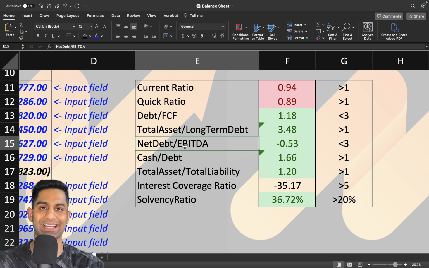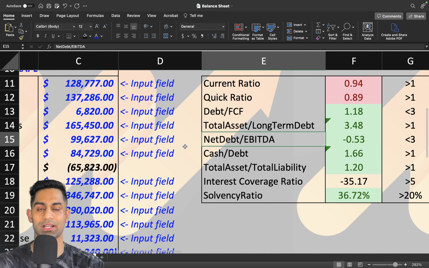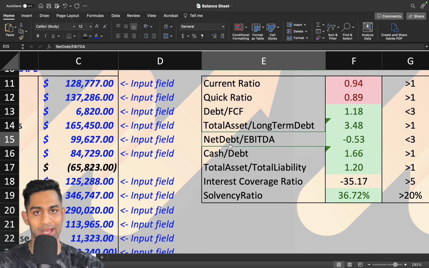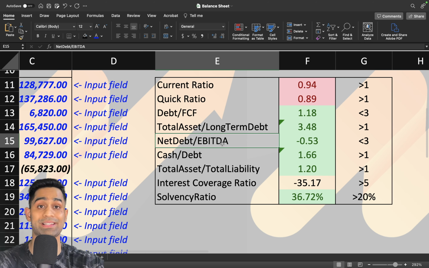Ideally, if the company had a positive net debt, meaning more debt than cash on the balance sheet, then we really need to understand that, okay, if all the cash was exhausted in paying off the debt, whatever leftover debt there is, how many years will it take for EBITDA, which is earnings before interest, taxes, and depreciation, to pay off the leftover debt? That's the analysis when we look at net debt to EBITDA.